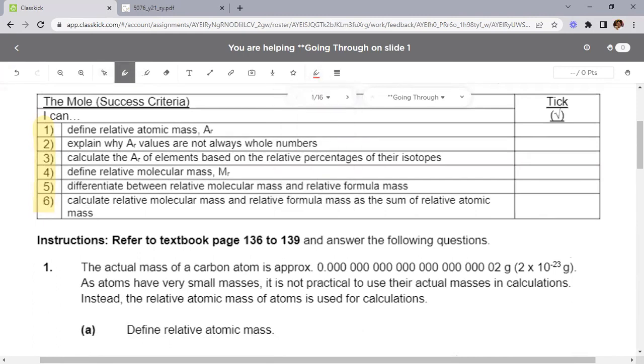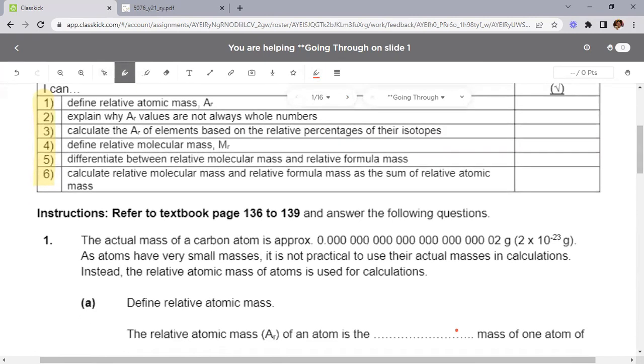So why is this chapter important? Just take note, the actual mass of a carbon atom, if you want to find the mass of an atom, it's actually very, very small. It's actually 2 times 10 to the power of negative 23 grams. It's a very, very small number. Can you imagine you need to use this kind of numbers to make all your calculations?